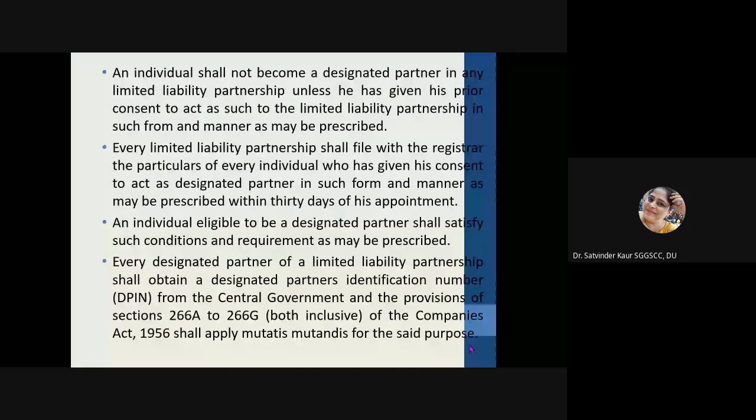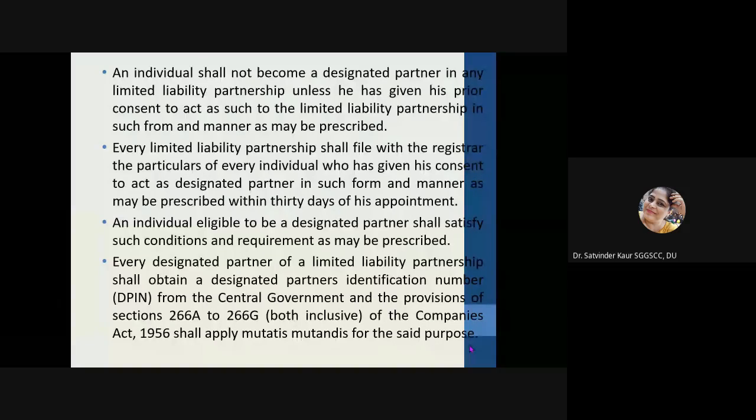Also, every limited liability partnership must give the particulars of only that individual who has given consent to act as designated partner. तो अगर LLP ऐसे पार्टनर का नाम दे देती है जो डेजिग्नेटेड पार्टनर के लिए जिसने कंसेंट नहीं दी, then that particular person cannot be appointed as the designated partner. So all the conditions and requirements must be satisfied.